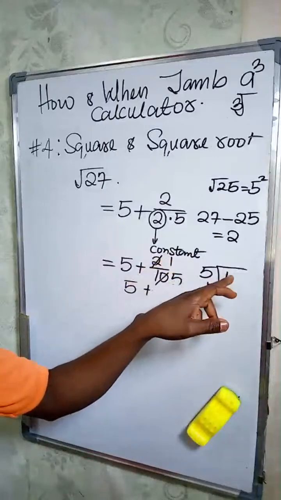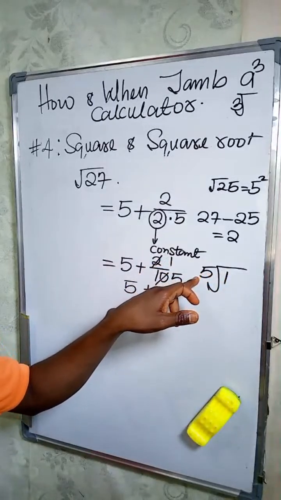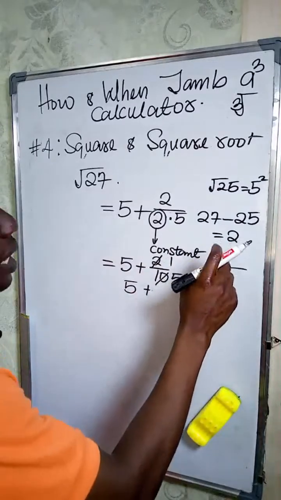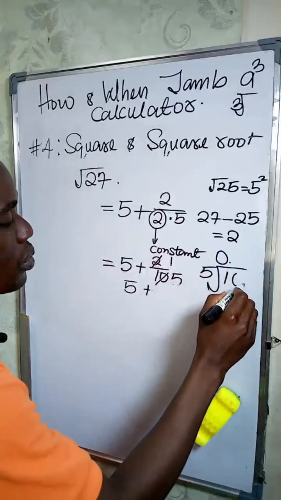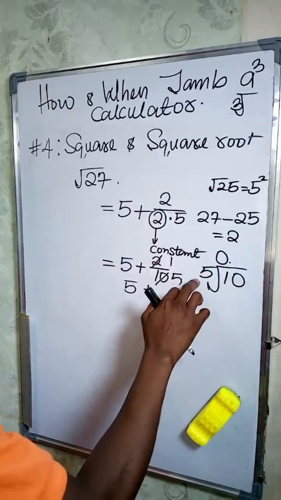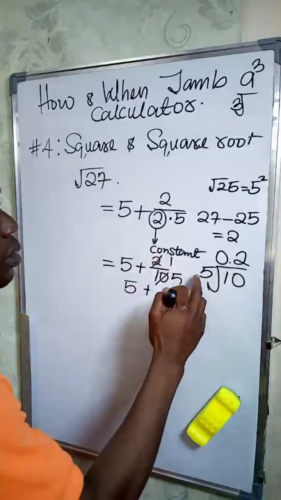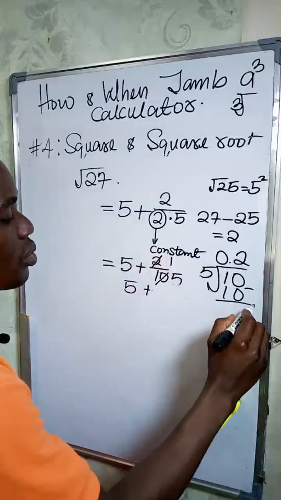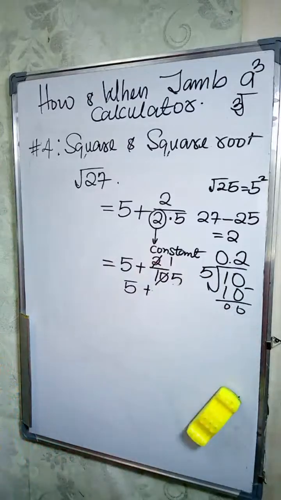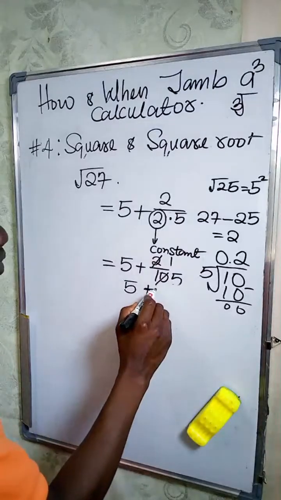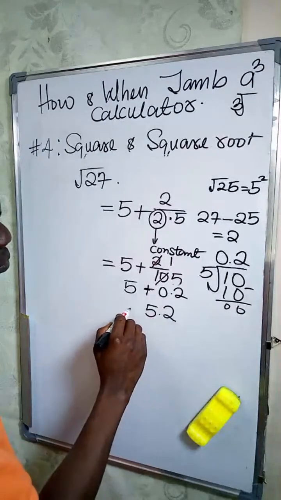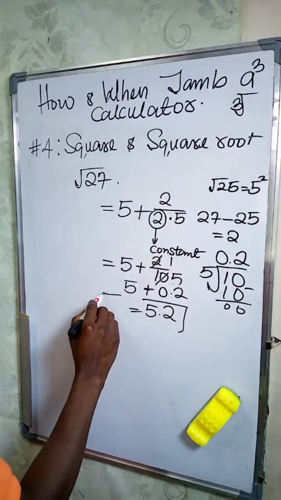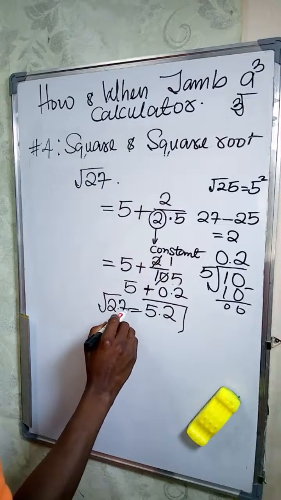1 divided by 5. 1 go dey inside, and we dey divide 1 with wetin? With 5. So 1 divided by 5, e no dey possible. We go put 0, put point, then put 0 here. 10 divided by 5 will give us 2. 5 times 2 will give us 10. And if you minus this one, it will give you 0, 0. So that one, the right thing wey you suppose give us na 0.2. So here go be 5 plus 0.2. So that one will be equal to 5.2. So that means the square root of 27 na 5.2.